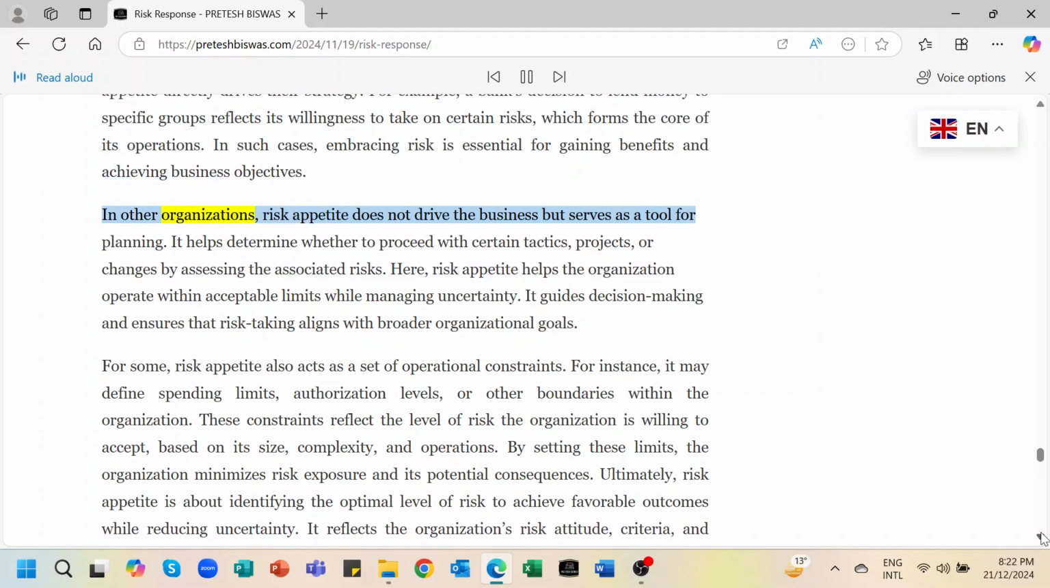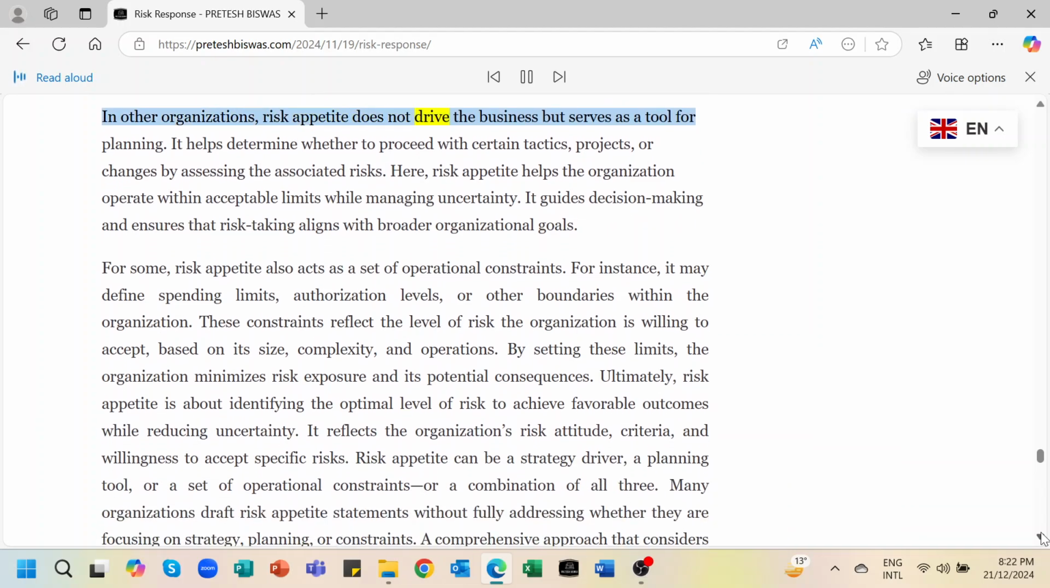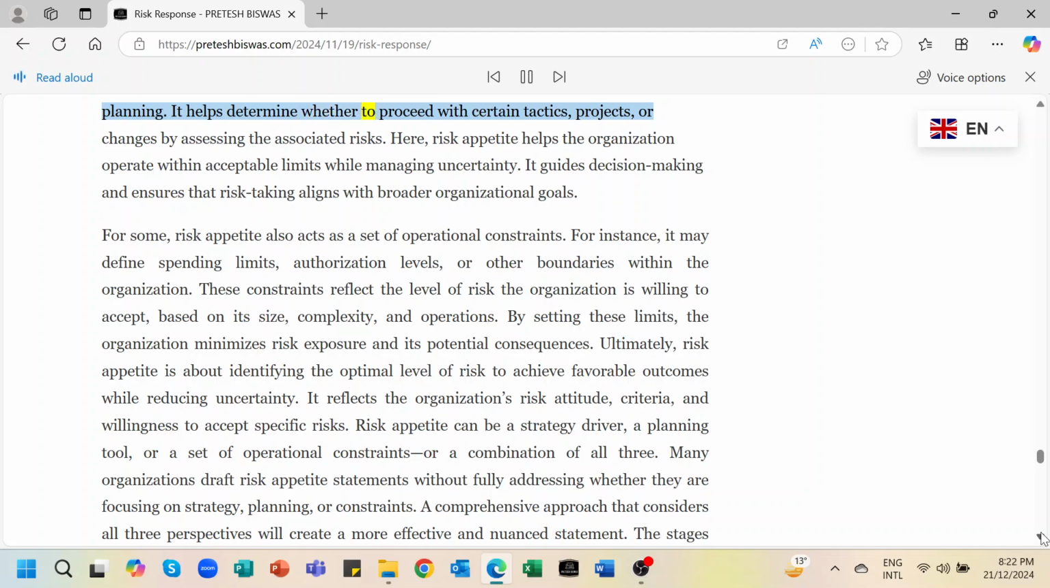In other organizations, risk appetite does not drive the business, but serves as a tool for planning. It helps determine whether to proceed with certain tactics, projects, or changes by assessing the associated risks. Here, risk appetite helps the organization operate within acceptable limits while managing uncertainty. It guides decision-making and ensures that risk-taking aligns with broader organizational goals.